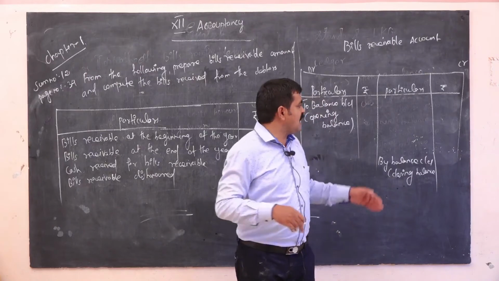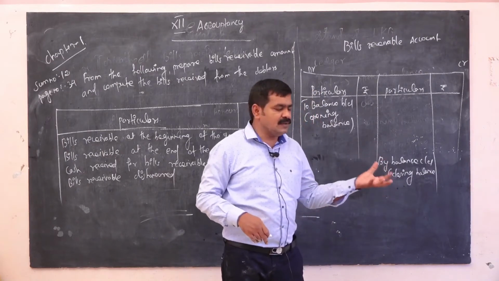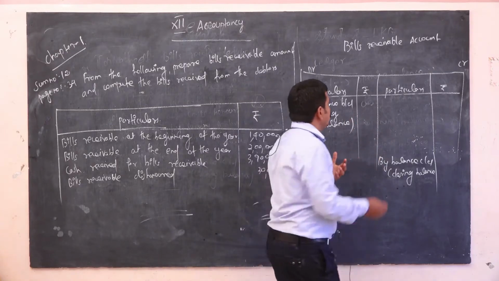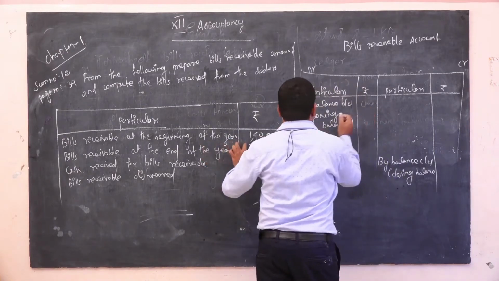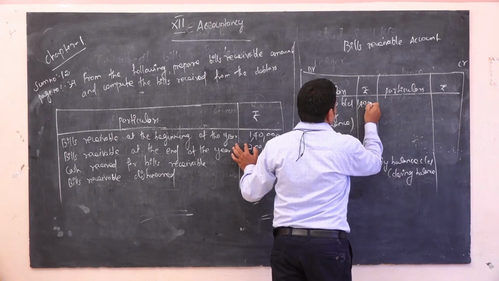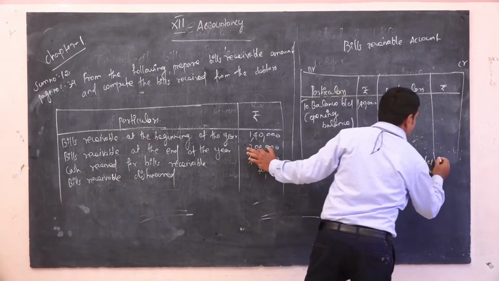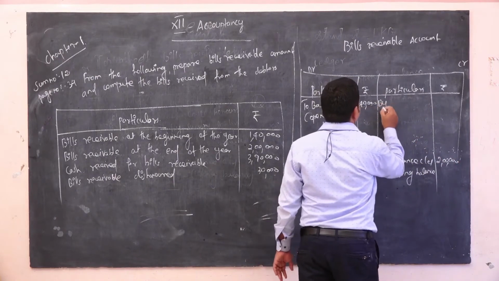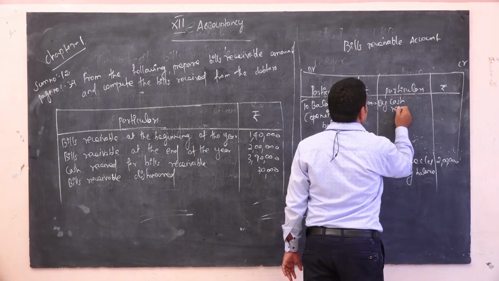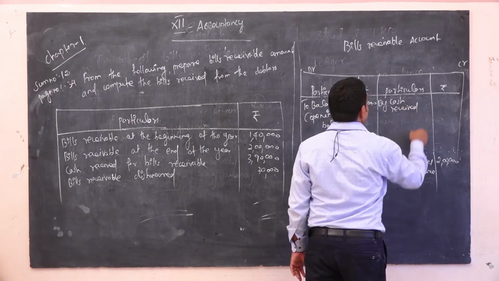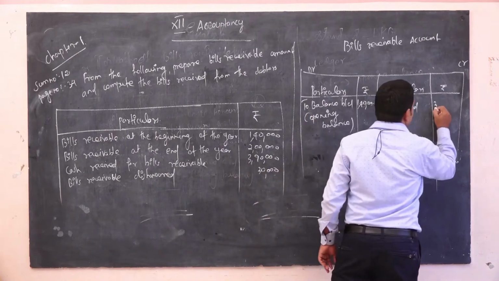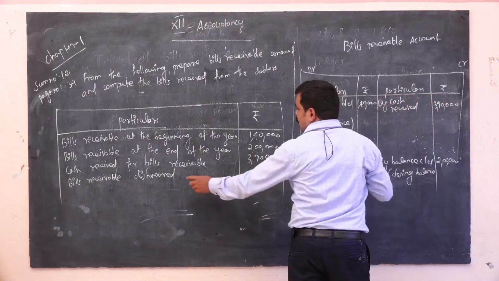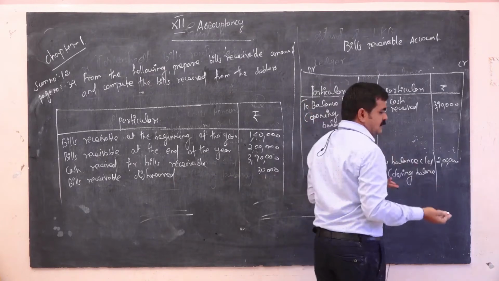The next one, cash received for bills receivable. Cash receipt means you got some amount from Mr. A or Mr. B. Okay, so the amount here is 1,40,000. Here the closing amount is 2 lakh. So by cash received for bills receivable, the amount is 3,90,000.